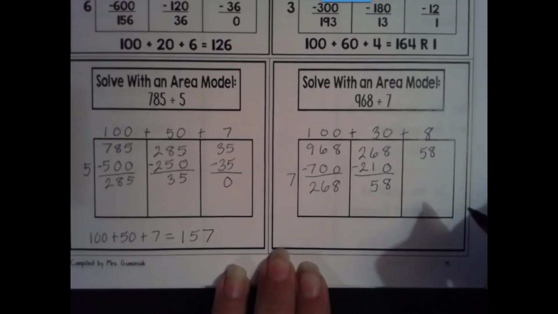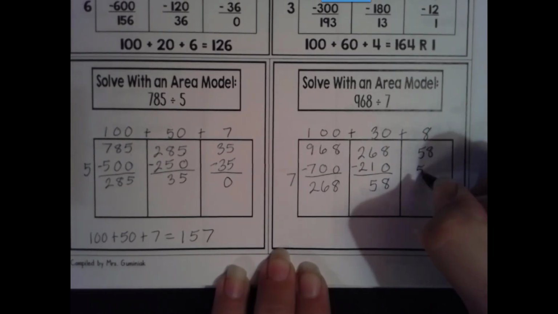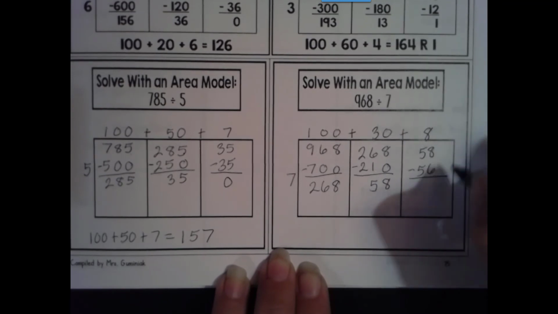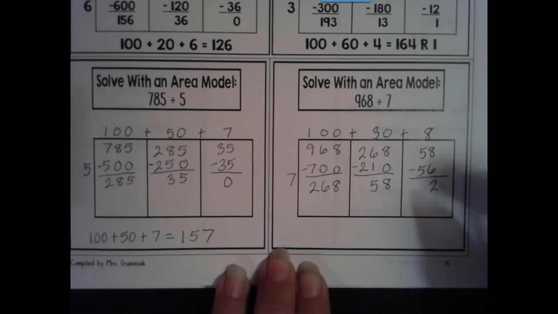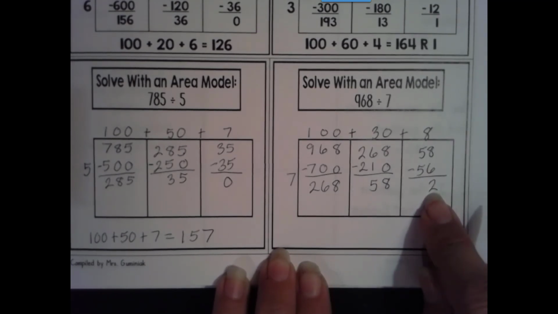I'm going to do 8 times 7. 8 times 7 is 56. More on top, no need to stop. Numbers the same, zeros the game. I get 2. Can you take groups of 7 out of 2? Nope, there's not enough, so that is my remainder.